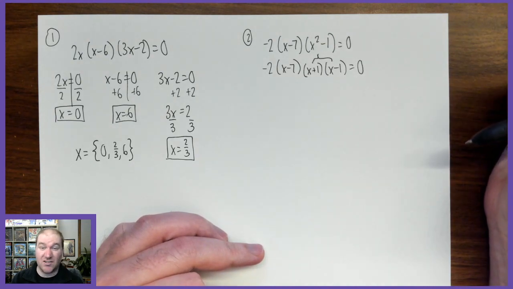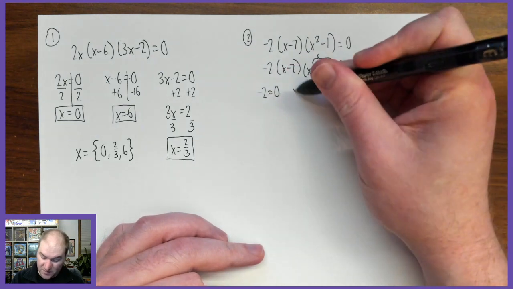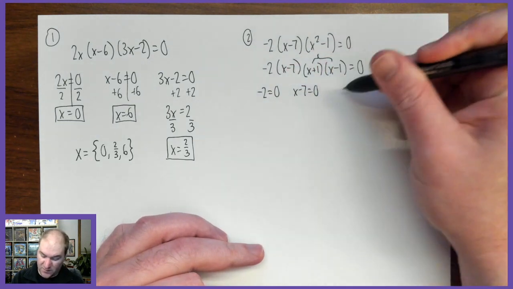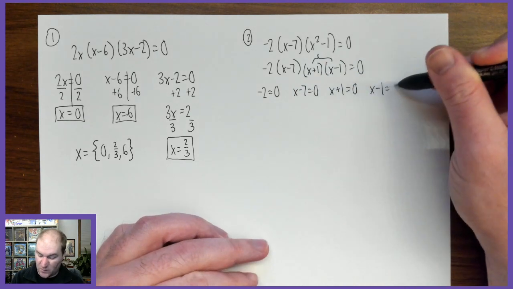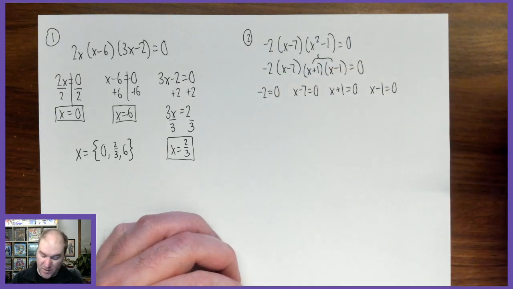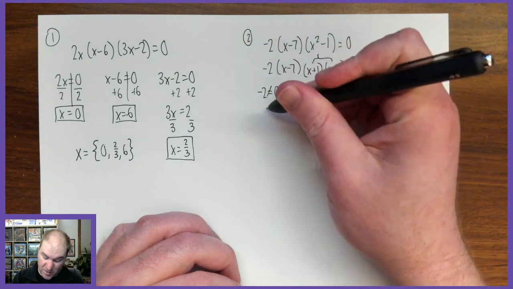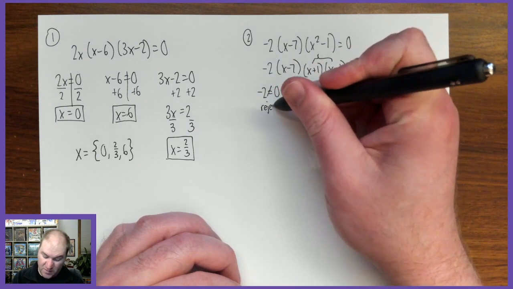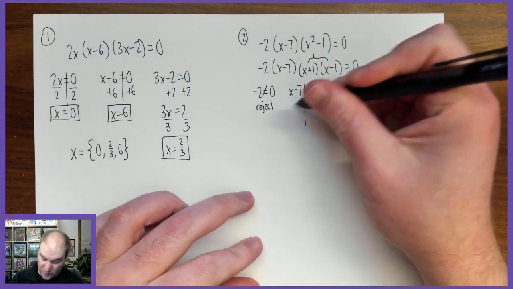Now we're going to set each of these factors equal to 0. So negative 2 equals 0, x minus 7 equals 0, x plus 1 equals 0, x minus 1 equals 0. Now we're going to solve each of these equations. That's our last step here. Negative 2 equals 0. That's not an equation that can be solved. That's not even true. So I'm going to cross off the equal sign. I'm going to reject that as a solution. But all the other ones will be solutions.